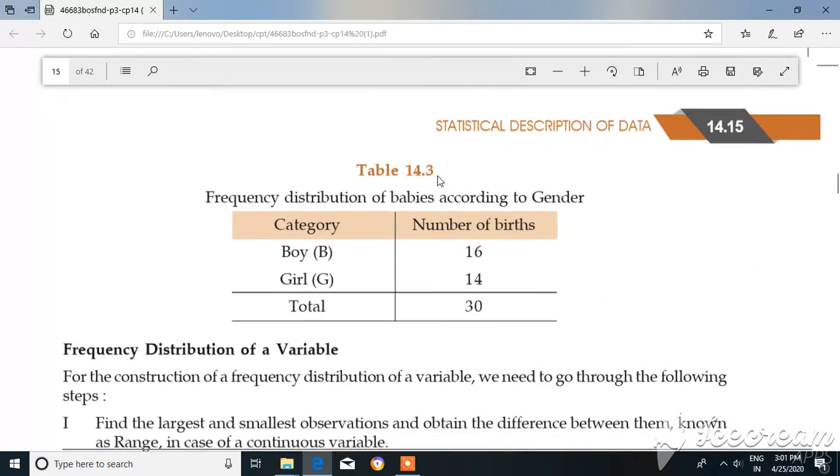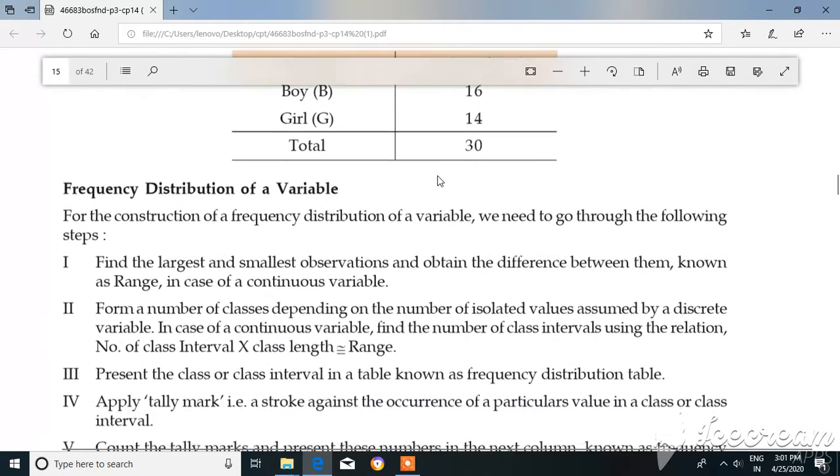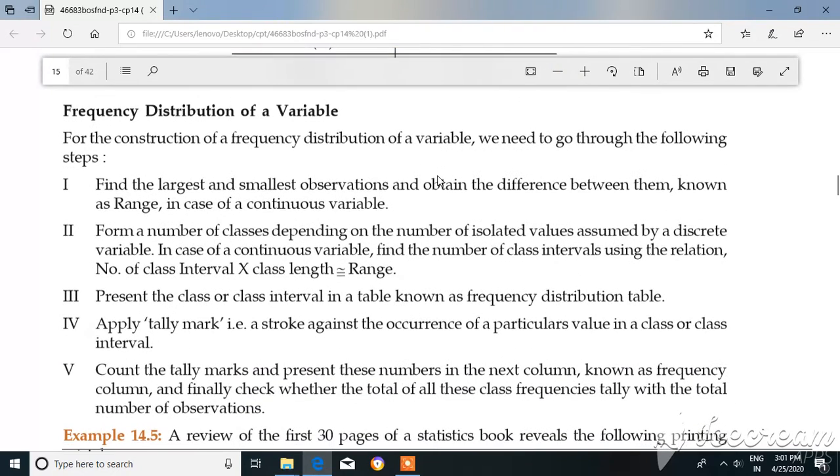Now the next one is frequency distribution of a variable. Okay. If they give you this type of data, it is nothing but qualitative data. So we can consider that qualitative data. Now instead of this qualitative data, if they give us quantitative data, how do we do the frequency distribution of a variable? Here are some steps given by them.